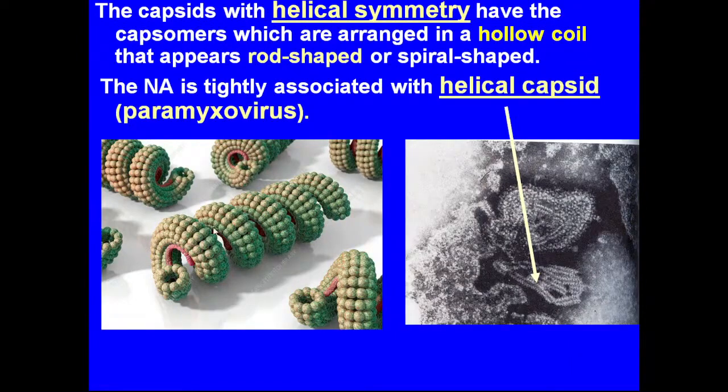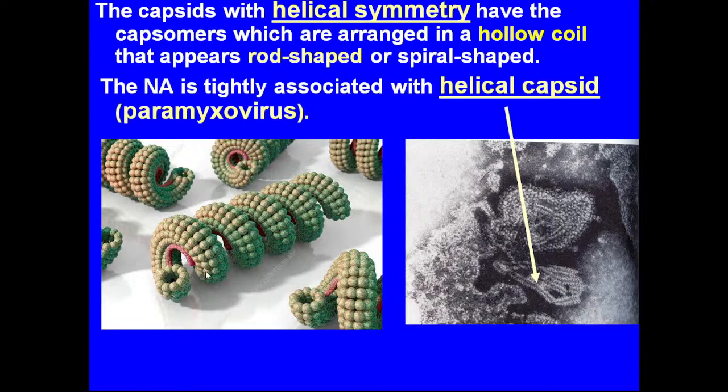Once again, we can see a very good picture of the so-called helical symmetry of the internal capsid. You can see how it is made up. The green ones here are capsomeres that arrange in a hollow core coil, and inside this core we have the nucleic acid, shown here in pink, right? So it appears that the capsomeres are tightly fixed with the nucleic acid.